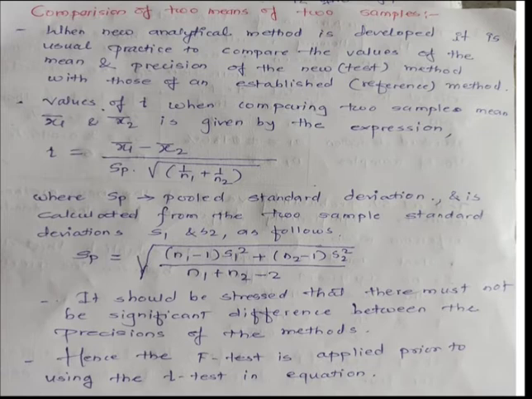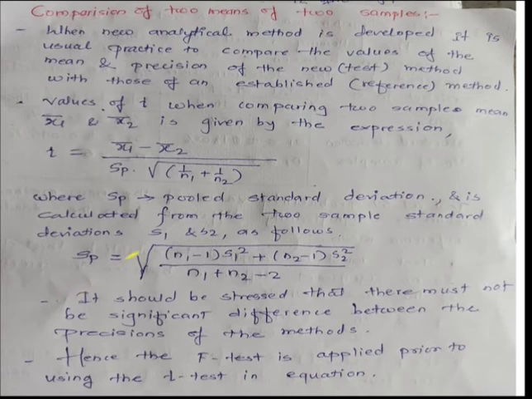Suppose analyst 1 has taken n1 number of readings, the value of mean is x1 bar and the standard deviation of all these values is s1, and analyst 2 has taken n2 number of readings and the mean value is x2 bar and the standard deviation value is s2. Then from these values, by using this equation we can easily calculate the pooled standard deviation. Again, the pooled standard deviation is expressed in terms of percentage.